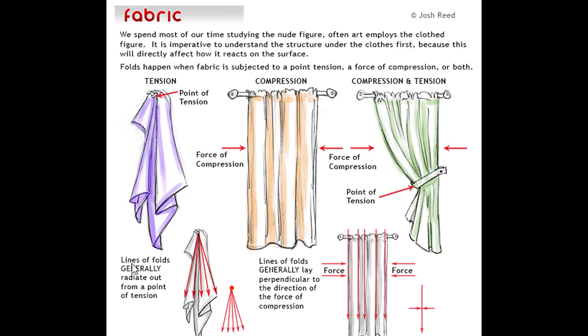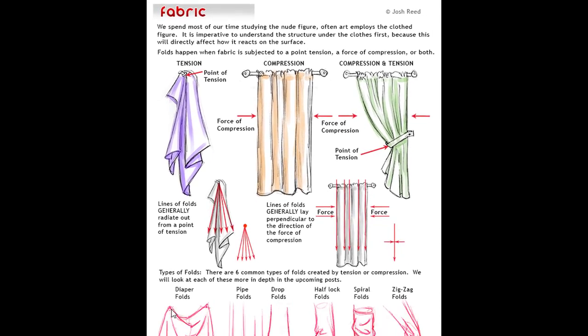It says lines of fold generally radiate out from a point of tension. Always, from the point of tension, the folds radiate out in a manner like this. And for compression folds, lines of fold generally lay perpendicular to the direction of the force. If the force is left to right, the fold lines will be vertical. It's always perpendicular, the compression fold. If you compress vertically, the lines should be horizontal. So let's see them one by one.